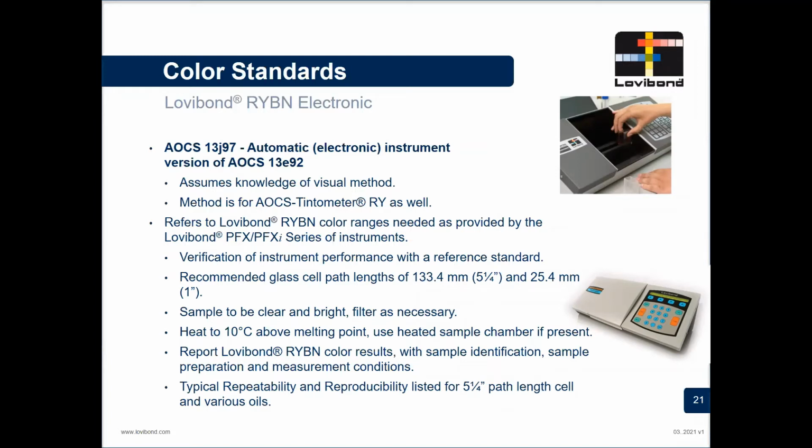Again, like the Lovibond standard, ISO 27608, we have recommended path lengths and verification with a reference standard. You see here with the path lengths for the red yellow, there's only 133 and 25.4 millimeters. Again, the sample should be clear and bright, heated to 10 degrees above the melting point, and the results reported so that somebody else can replicate them. And again, typical repeatability and reproducibility.